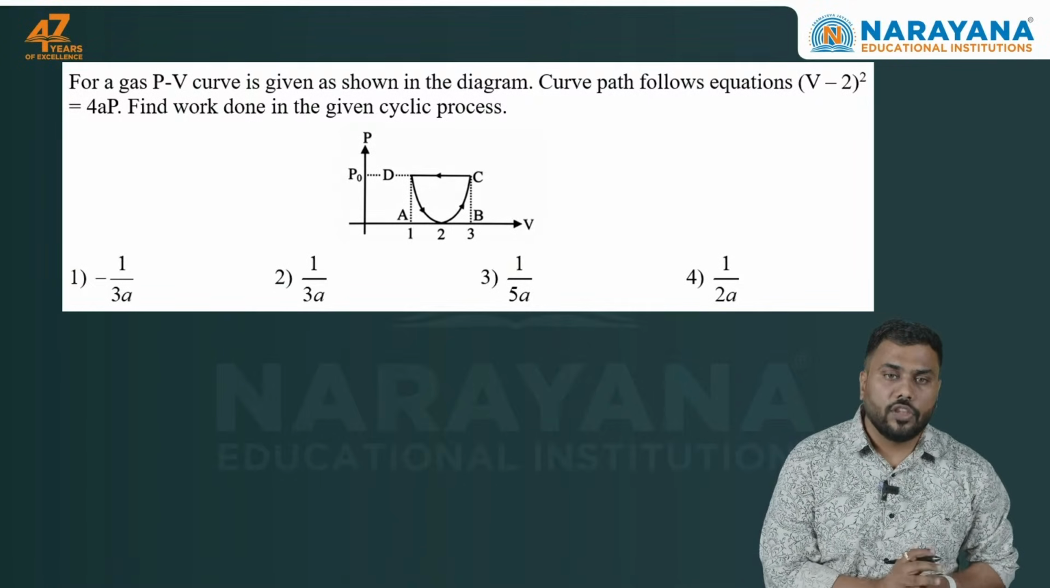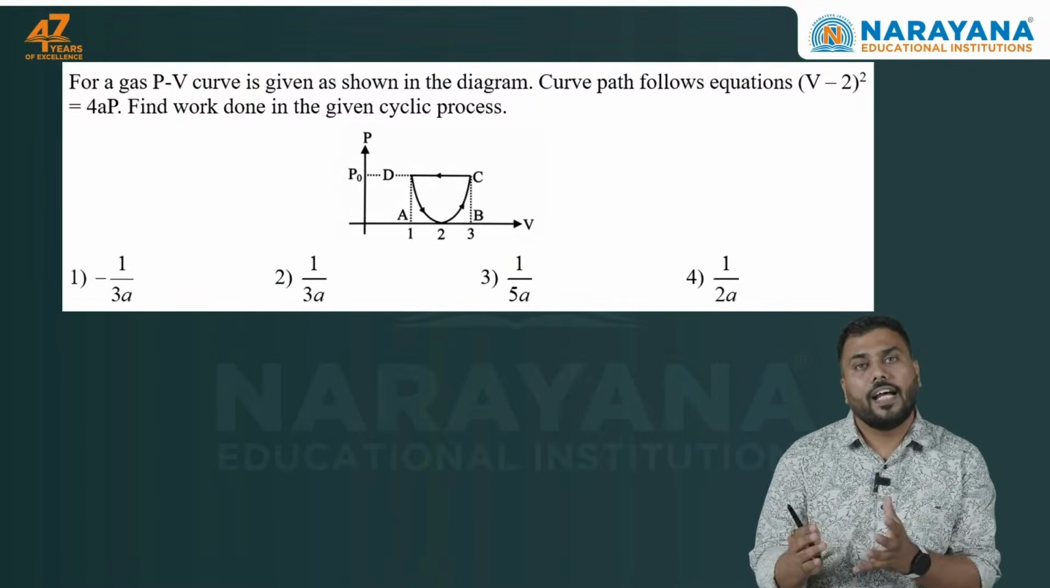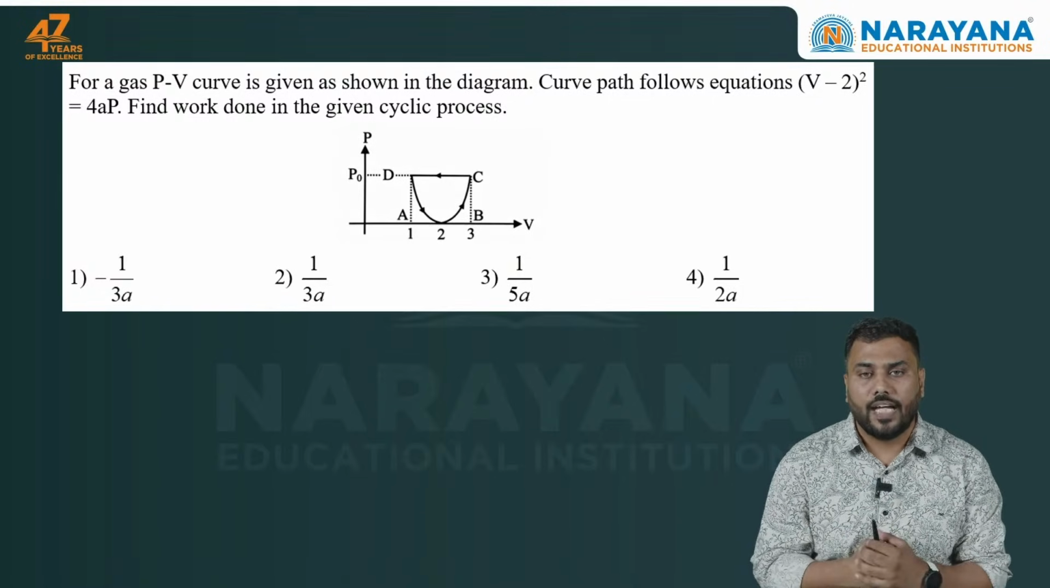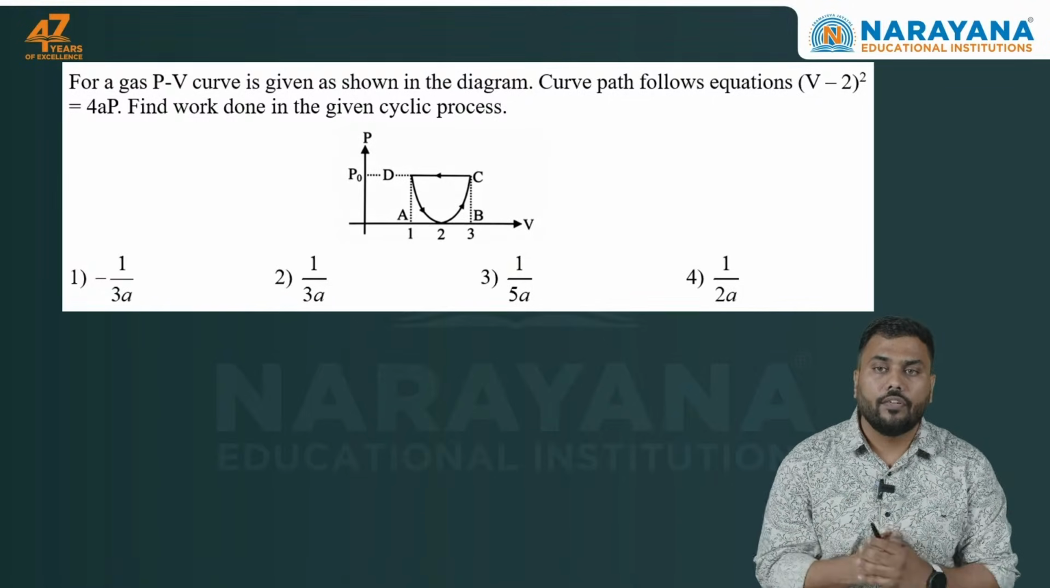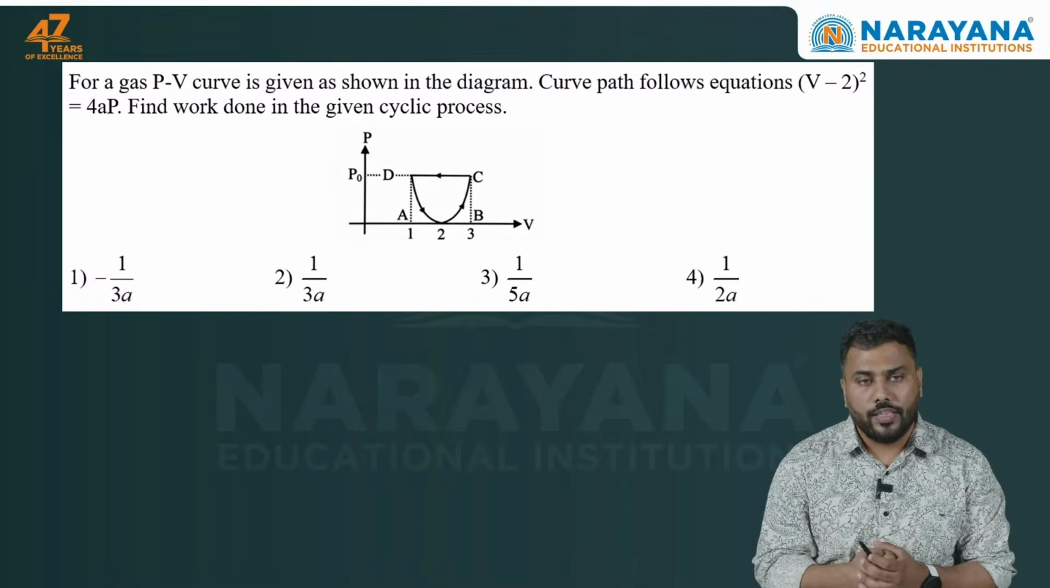The next question is based on thermodynamics. Here we are provided with a PV graph of a gas, and the gas is following a curved path also, whose equation is also provided to us. We need to find out the work done in the cyclic process.